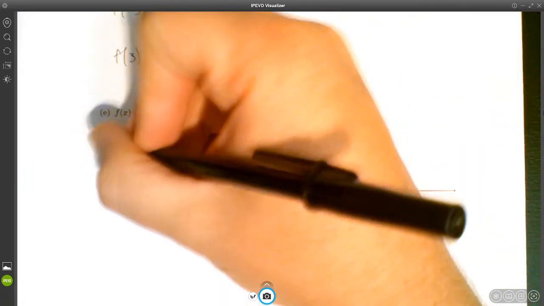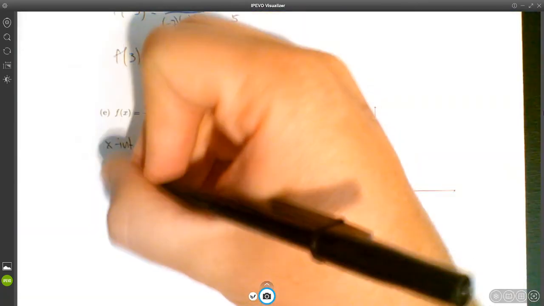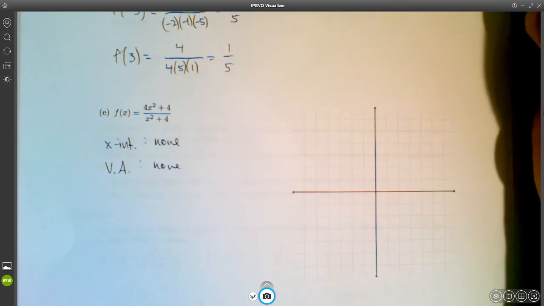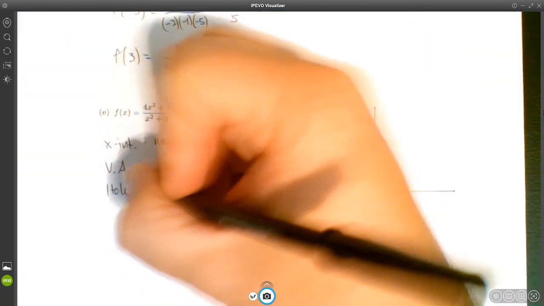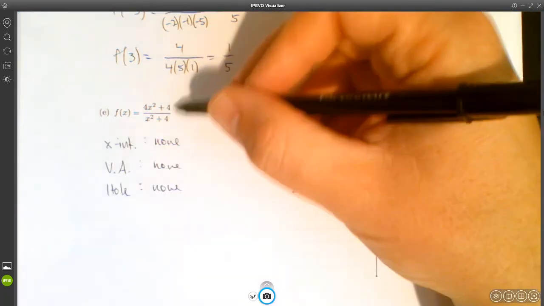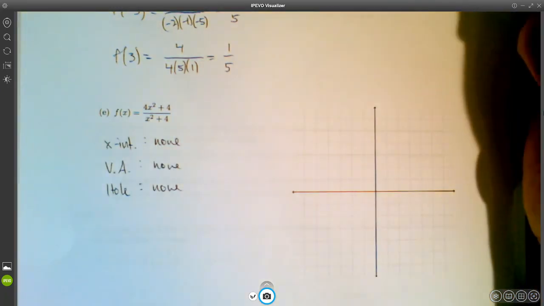So let's write down this stuff. x-intercepts, none. Vertical asymptotes, none. Holes, none. Right? You don't have any real zeros in either the numerator or denominator. There's no hope you're going to cancel. In fact, if you did find the zeros, they wouldn't cancel anyway. So no holes. Goodness. So no good information.